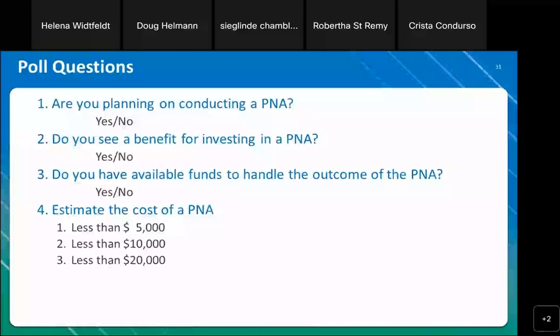And do you have funds available? So I see some know that they have funds. It is about half, 50-50, yes, no. And then estimation on cost. So let's see. Less than 5,000 was 21 answers. Less than 10,000, 39. Less than 20 was 33.